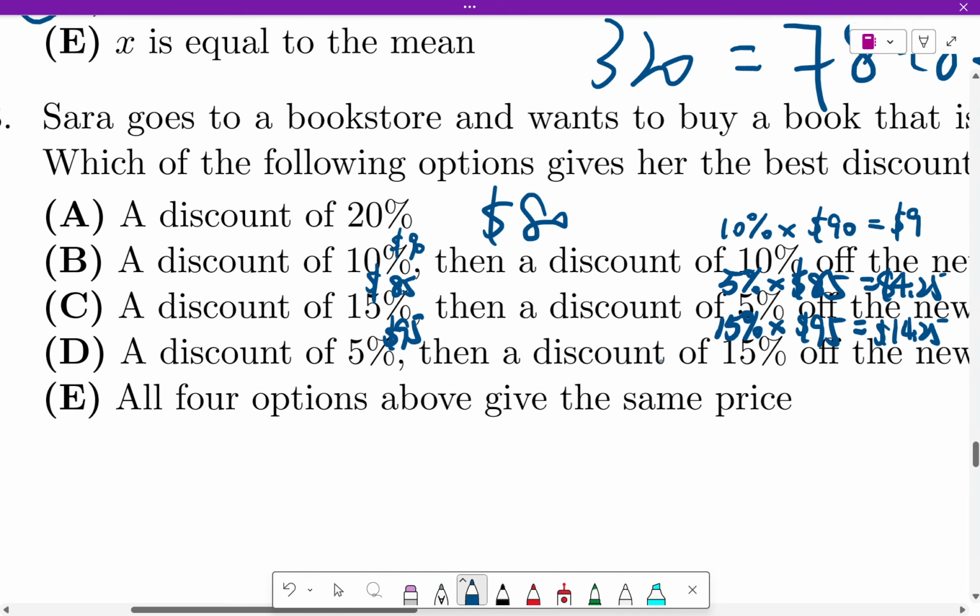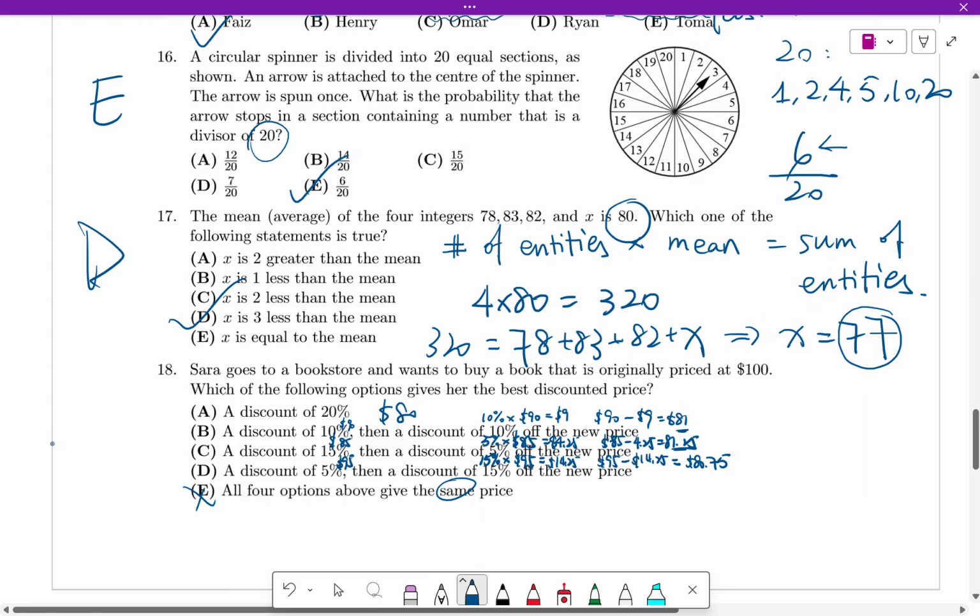All 4 options giving the same price would be clearly wrong. We are looking for the best discounted price, which is the lowest possible price that we can pay, which is option A, $80.